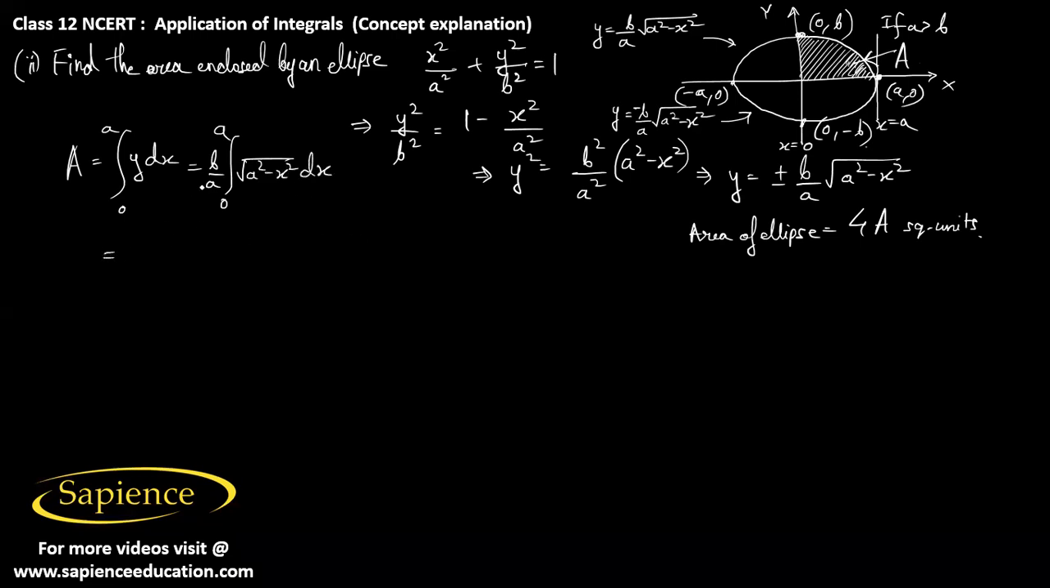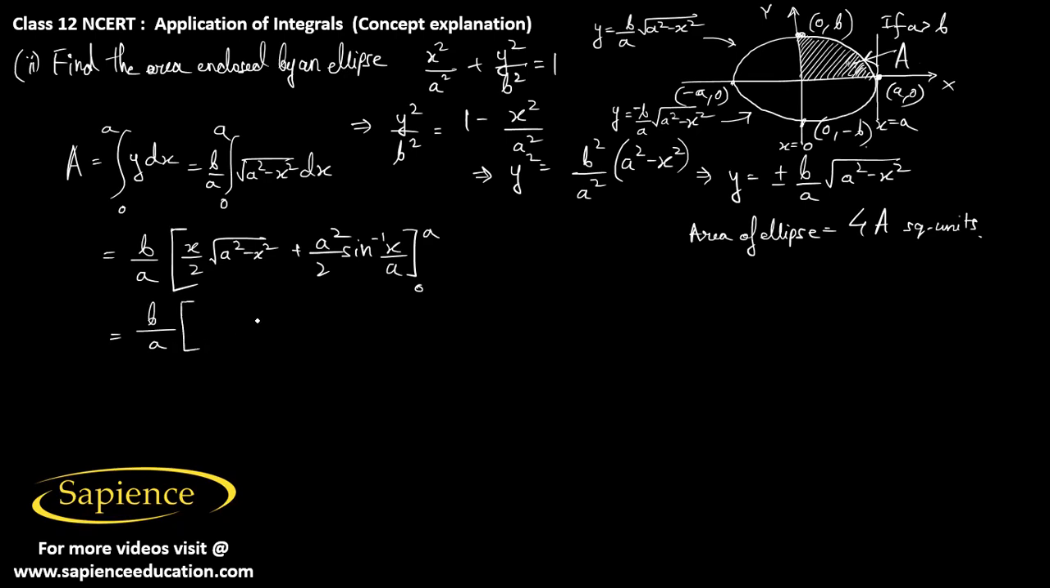So here also we need to use the same rule, that is b by a into integral of square root of a square minus x square is x by 2 into square root of a square minus x square plus a square by 2 sine inverse x by a. Then it should go from 0 to a, and this will be equal to, so here b by a, and then we have to put a here. So if we put a, then this will become 0, and plus this will be a square by 2 sine inverse a by a, and minus, if we put 0 here, this will become 0, and this will become 0 also.